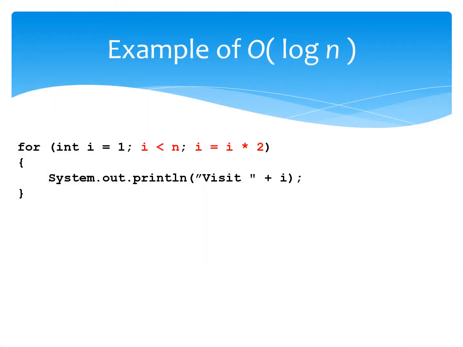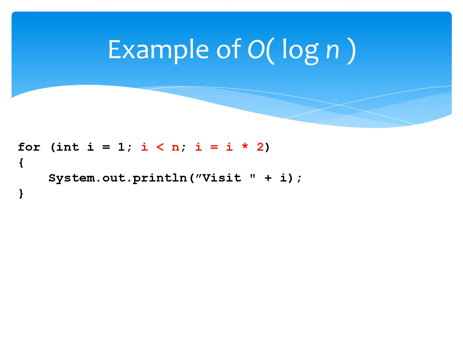This is an example code for big O of log n. As you can see, we create a loop to iterate from 1 to n. However, the increment of loop variable I is not linear. In this example, we double the loop variable I in each iteration. When we display the value stored in the variable, we access the value from the memory, which is also considered as big O of 1.